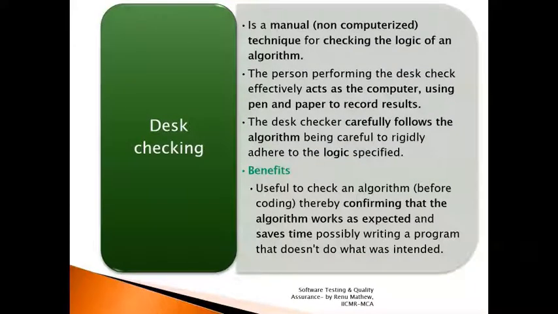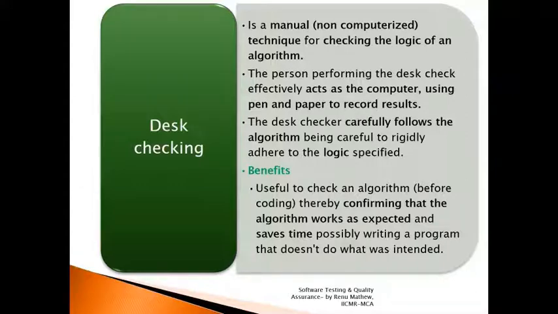Desk checking. Desk checking is a manual, that means a non-computerized technique for checking the logic of an algorithm. The person performing the desk check effectively acts as a computer using a pen and a paper to record the results of checking the algorithm. The desk checker carefully follows the algorithm to adhere to the logic specified in the algorithm.